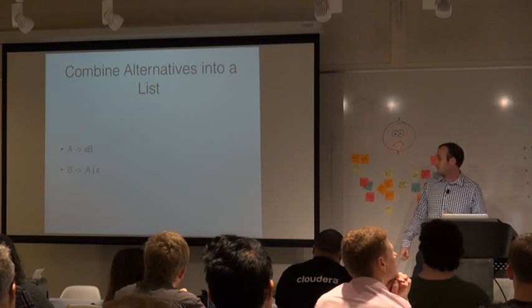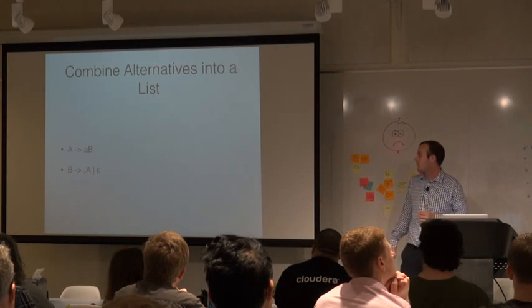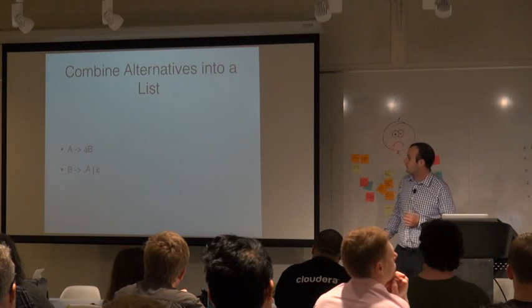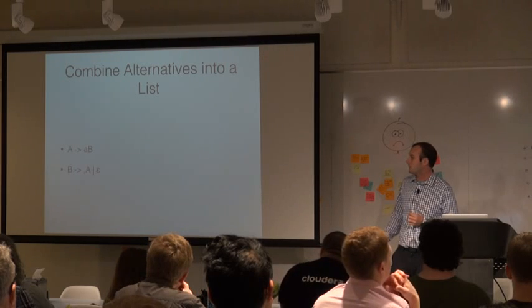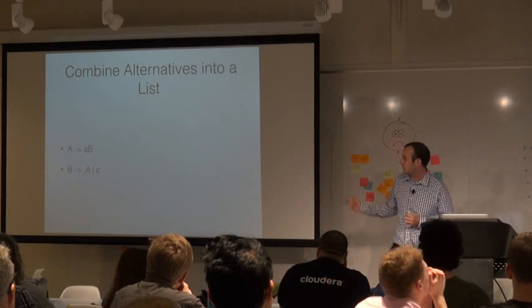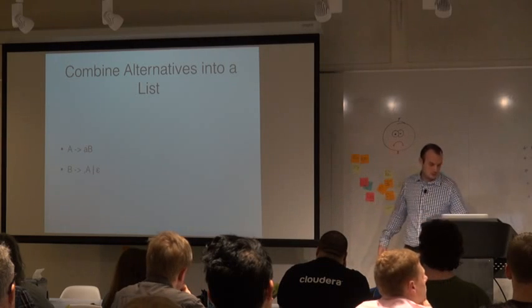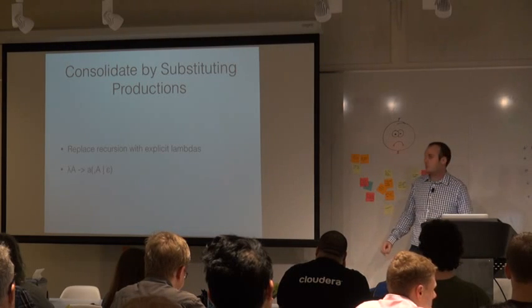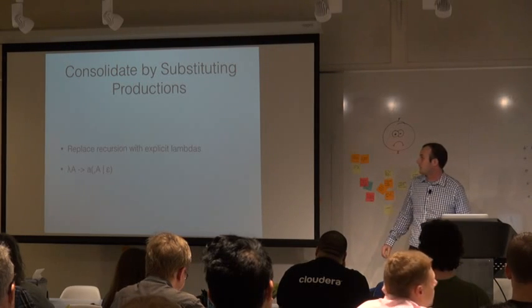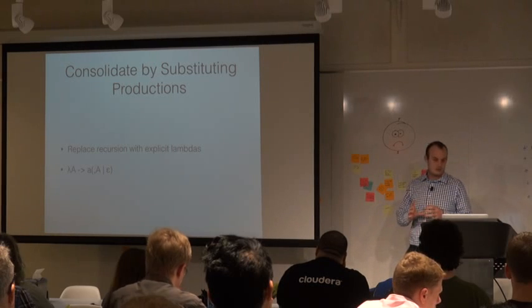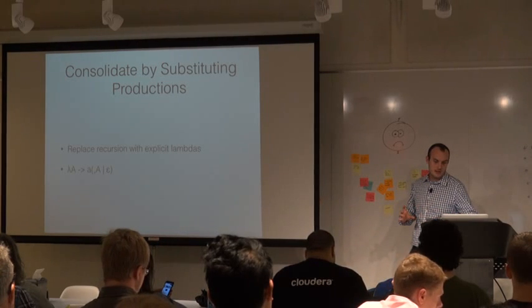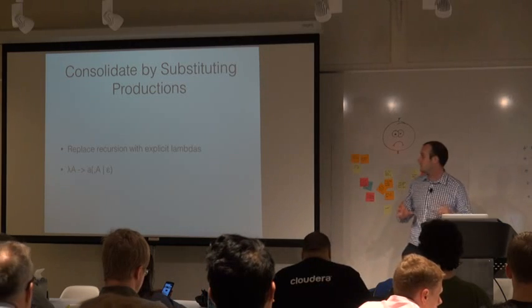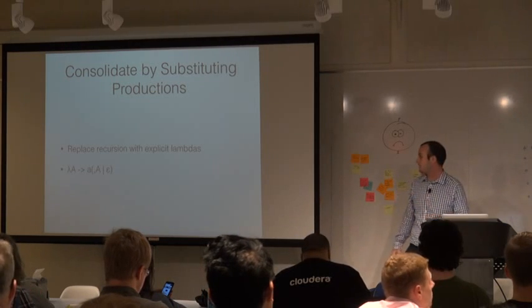To get this into Haskell, we just mechanically transform it. We combine the alternatives into a list, so B had two alternatives, and it becomes comma A or epsilon. We consolidate the productions by substituting them in. So A was expanding to a and then B, so we just inline the definition of B.